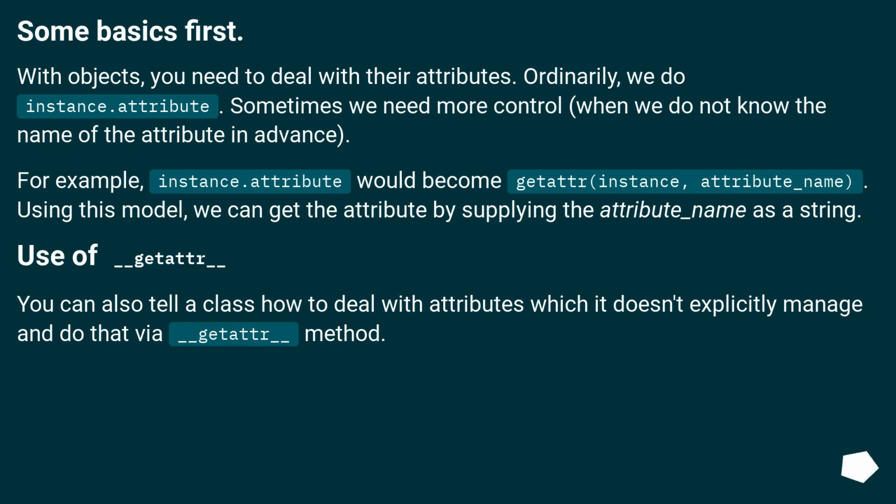Some basics first. With objects, you need to deal with their attributes. Ordinarily, we do instance.attribute. Sometimes we need more control, when we do not know the name of the attribute in advance. For example, instance.attribute would become getattr(instance, attribute_name). Using this model, we can get the attribute by supplying the attribute_name as a string. Use of __getattr__: you can also tell a class how to deal with attributes which it doesn't explicitly manage, and do that via the __getattr__ method.